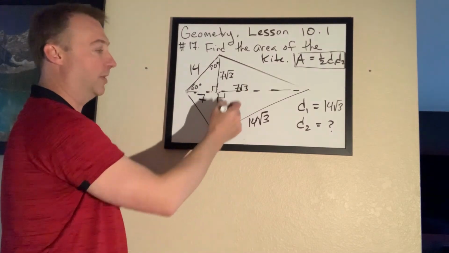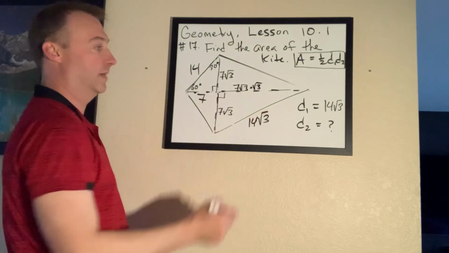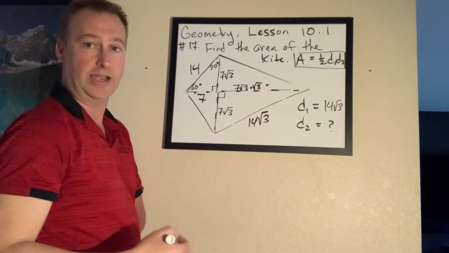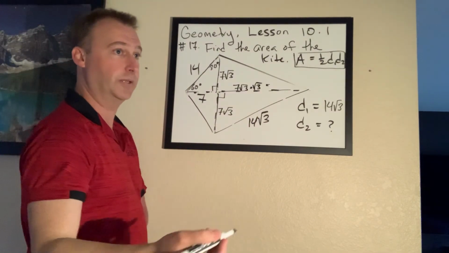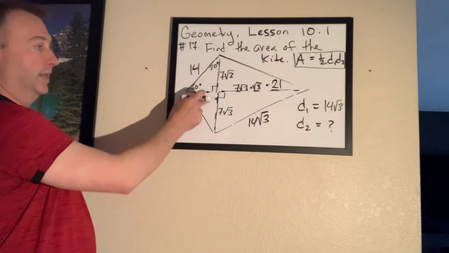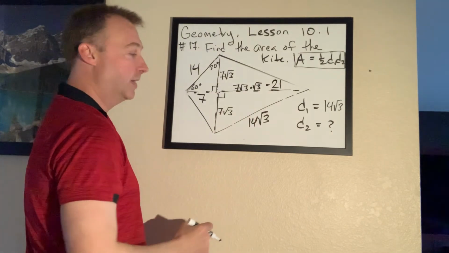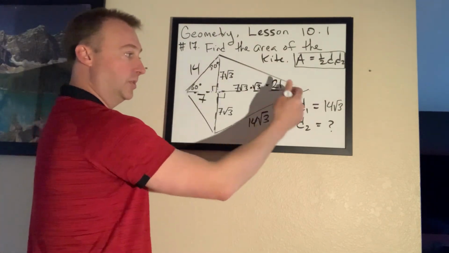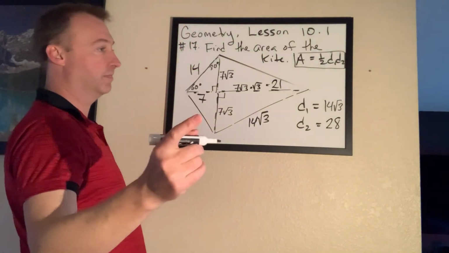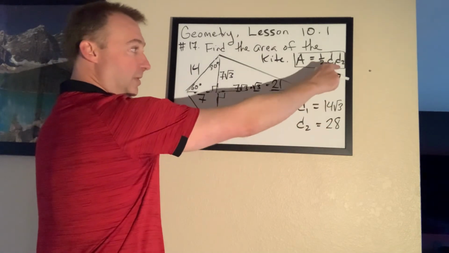Take the short leg, 7 root 3, and multiply it by what? Root 3 again, which becomes what? 7 root 3 times root 3 is 7 times 3, which is 21. You get it? That piece is 21. So this segment is 7, and this segment is 21. So what is the entire diagonal? It is 28.